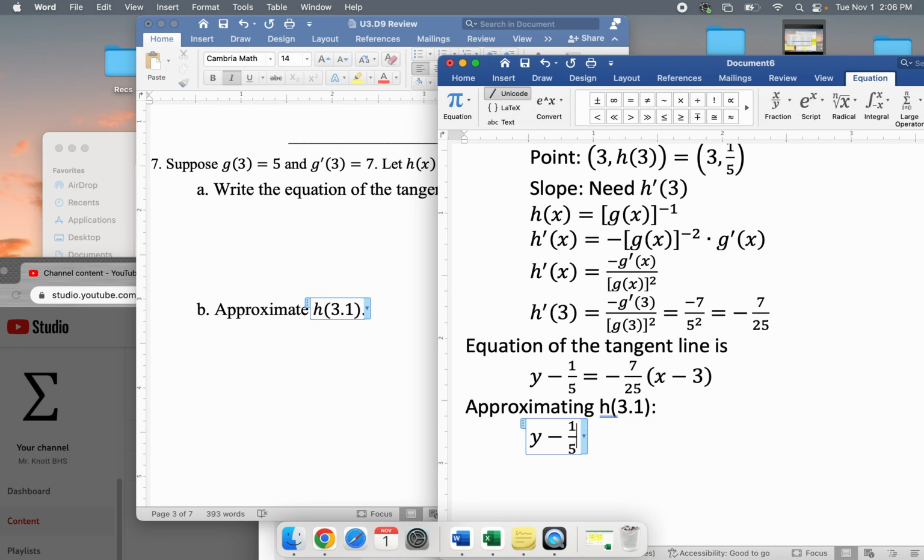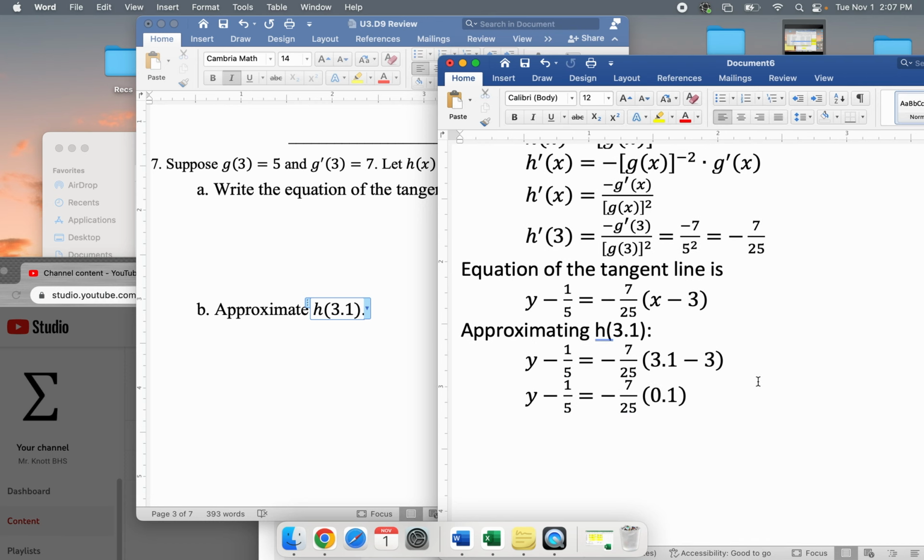So that would be y minus 1/5 equals negative 7 over 25 times 3.1 minus 3. And now you just got to solve for y, and that's your approximation. So that's y minus 1/5 equals negative 7 over 25 times 0.1.